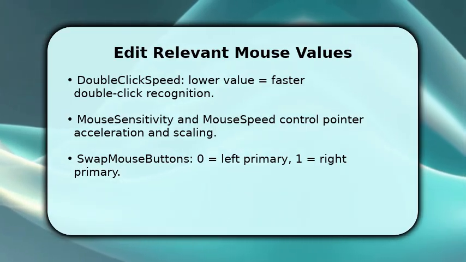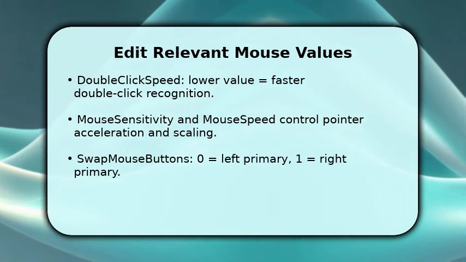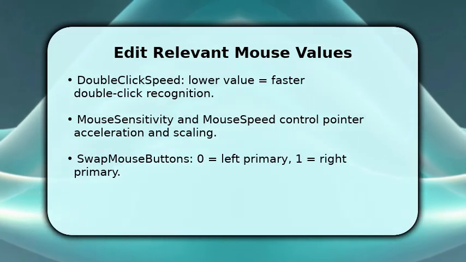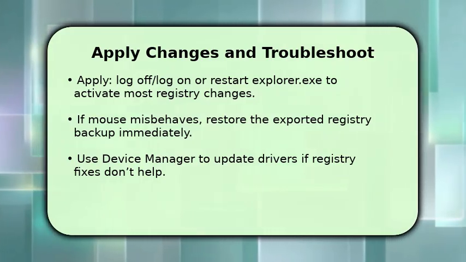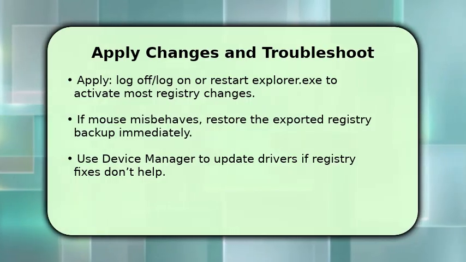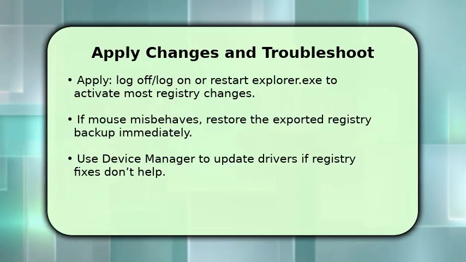Because registry edits take effect differently, you will next force an update or log off to apply changes. Once done editing, apply the changes by signing out and back in, rebooting, or restarting Explorer.EXE to force Windows to reload input settings. Make sure to test click speed, pointer acceleration, and button mapping right away.